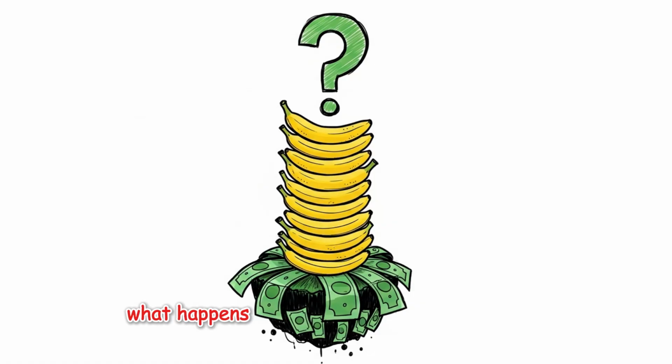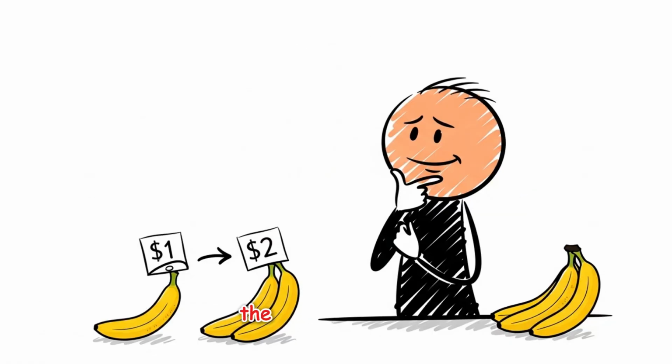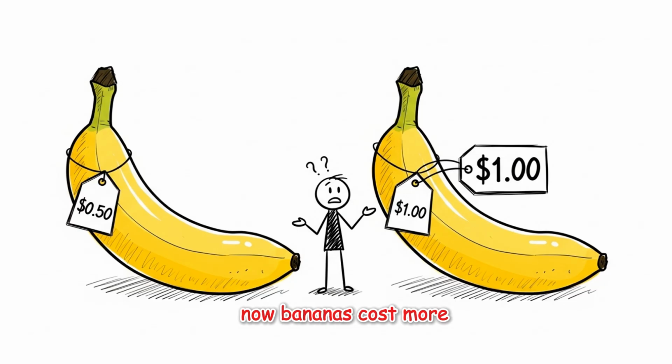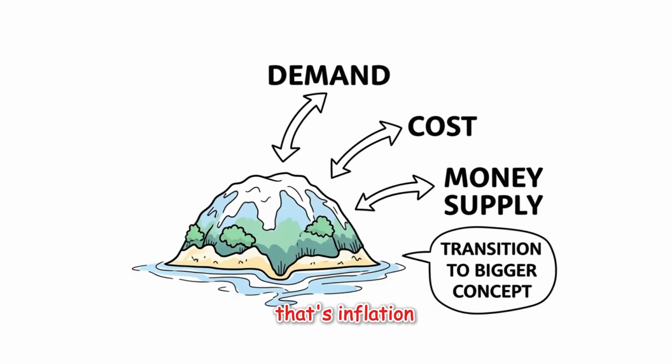What happens? People start offering more money to make sure they get one. The seller realizes, wait, everyone has more cash, so he raises the price to $2. Now bananas cost more, not because they're better, not because they're bigger, but because there's more money competing for the same bananas. That's inflation. Now, there are a few main ways this actually happens in the real world.